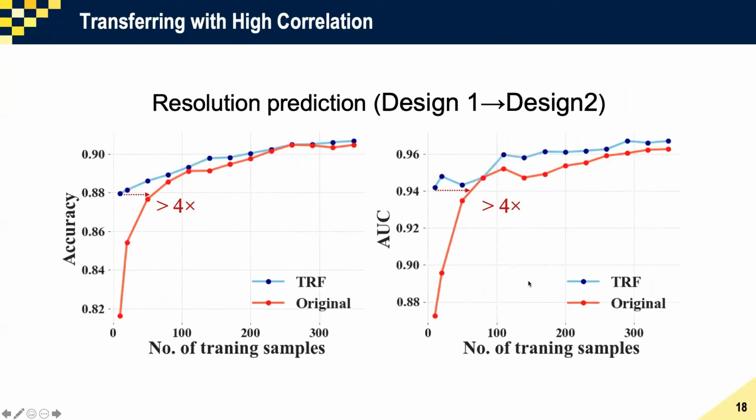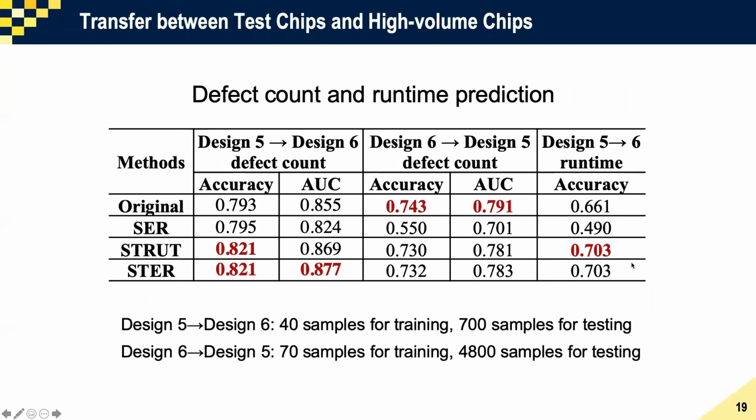For resolution prediction, there are similar trends here. On the other hand, we use designs 5 and 6 to study the transferability of RFs between totally different designs. These two designs are different not only in types, but also in technology nodes. This table shows the performance of different RFs in defect count and runtime prediction.